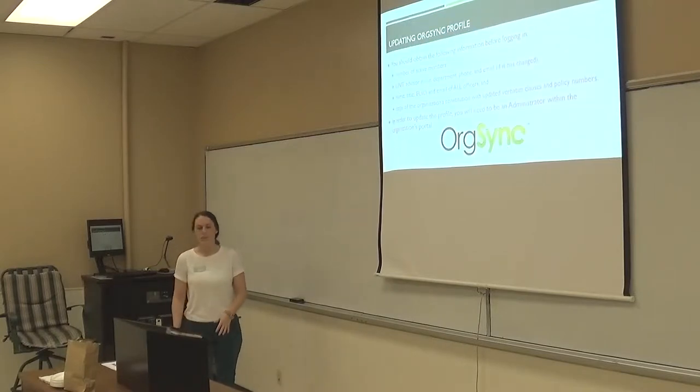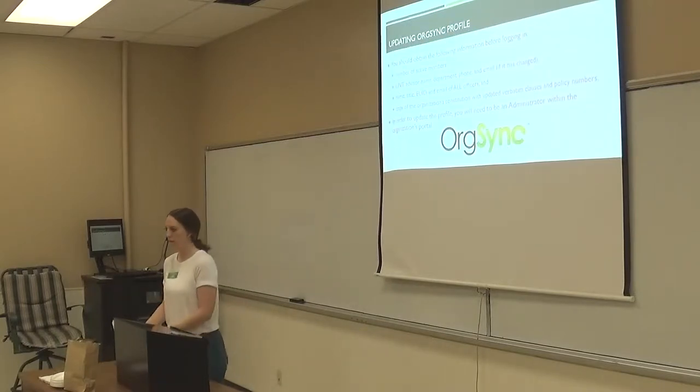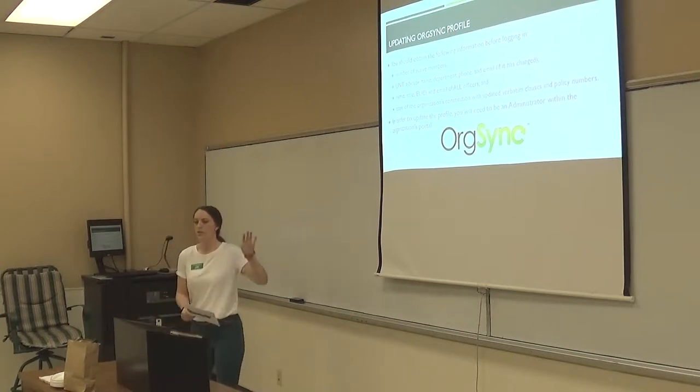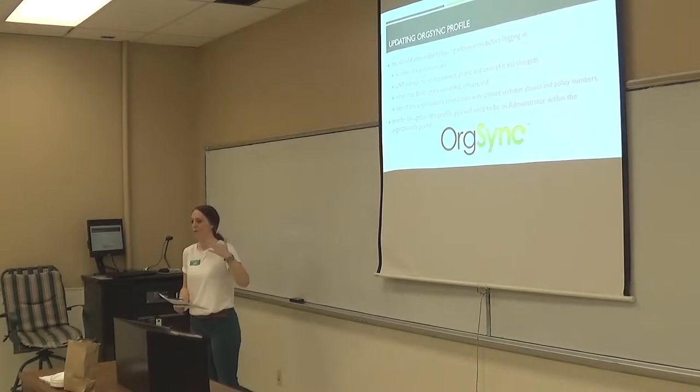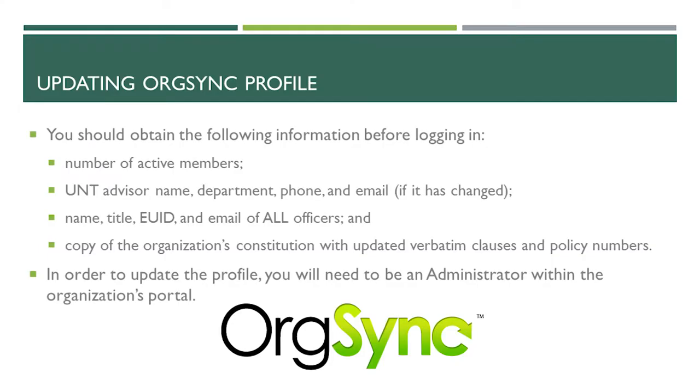All right, so updating our organization profile. So these are some of the things that we want to make sure the organizations are updating each semester, because this is the information we have and the most updated, and we want them to update this information each semester. So the first thing is the number of active members. We want to know how many active members they have in their organization, so we know how many people are a part of our organizations here at UNT. Make sure that when they're putting in your information that everything is correct.